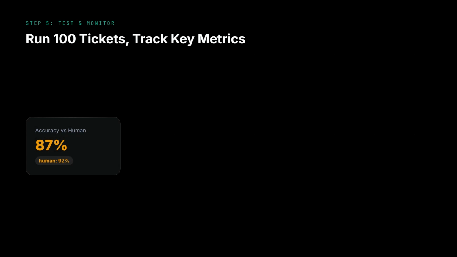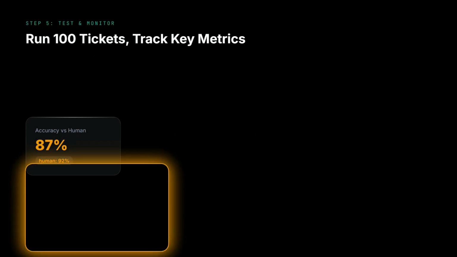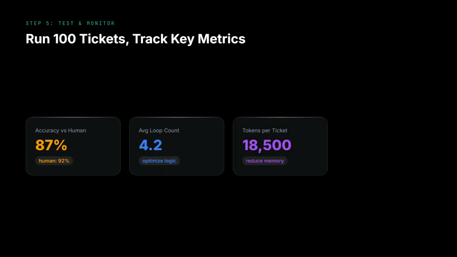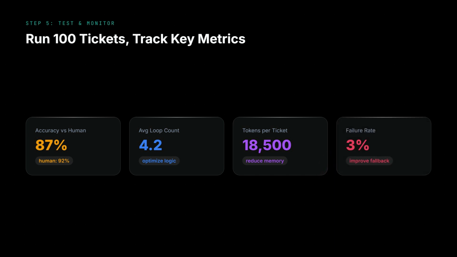Step 5. Test and monitor. Run it on 100 tickets and compare the agent's resolutions to human resolutions. Track loop count, token usage, and failure rate. Adjust tool definitions, memory management, and fallback logic based on what you learn.